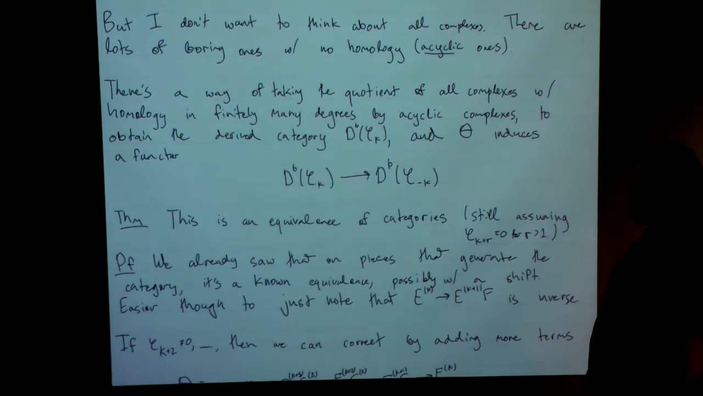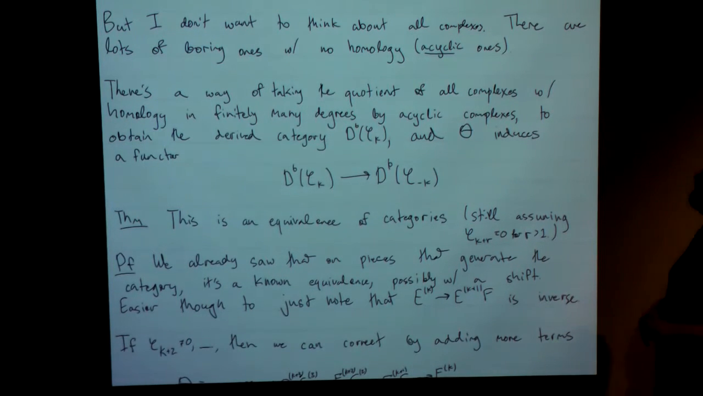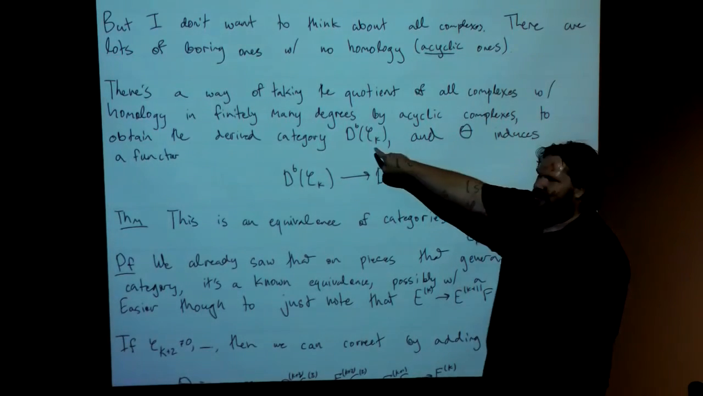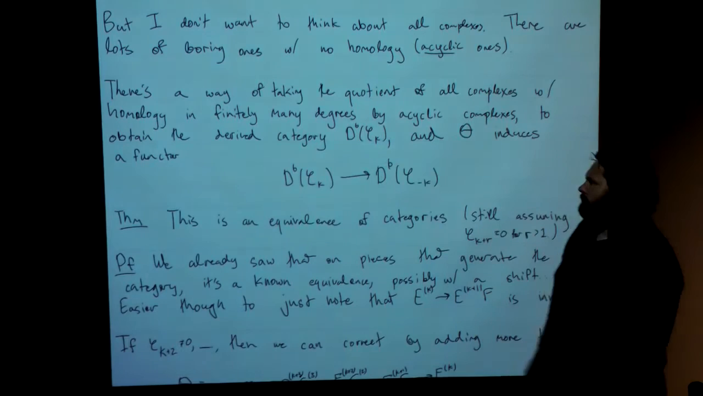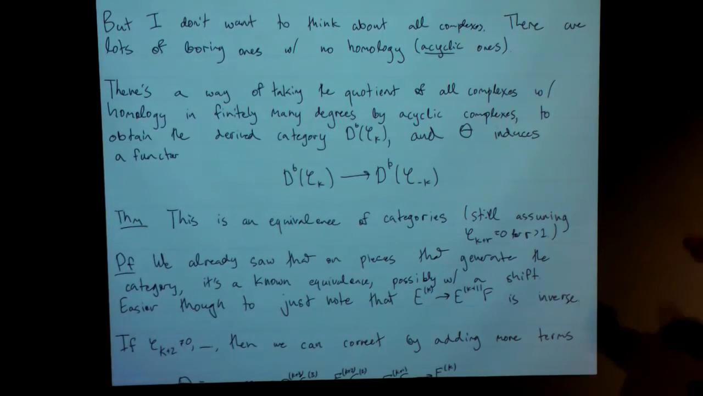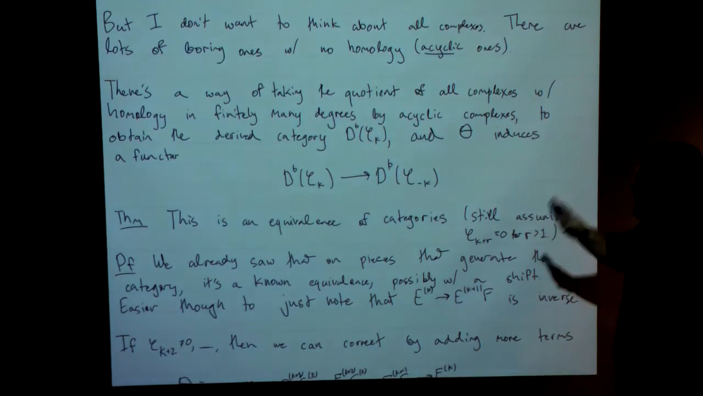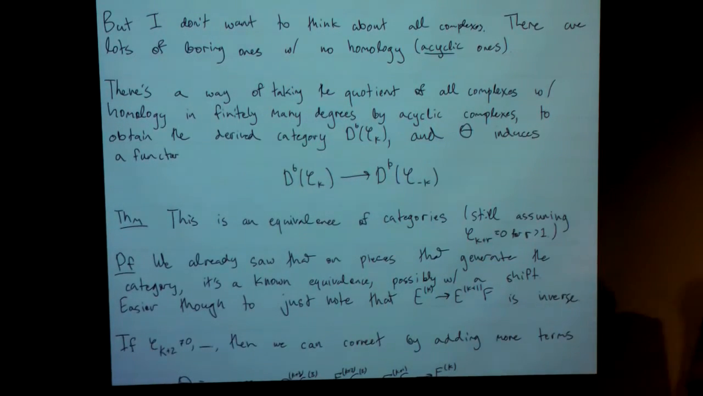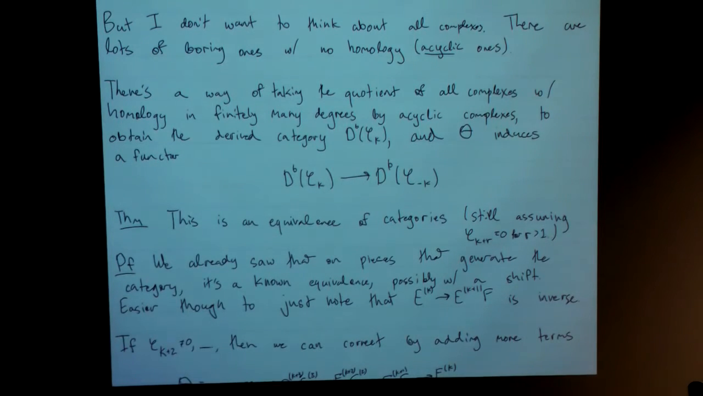Well, that's nice. I don't really want to think about all complexes because there are lots of boring ones with no cohomology. So I want to take the quotient by the category of complexes with no cohomology. And that's what's called the derived category. The fact that this functor sends exact complexes to exact complexes, because it's a complex of exact functors, means that it sends acyclic complexes to acyclic complexes, and it induces a functor on derived categories from C_k to C_{-k}. I should emphasize, while this is a special case of the construction of Chuang-Rouquier, this was really observed by Rickard.